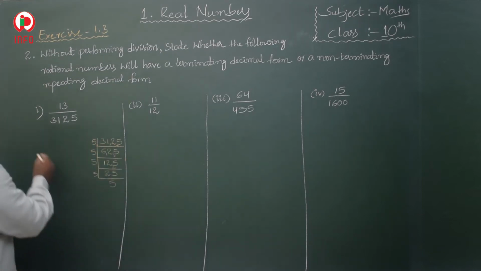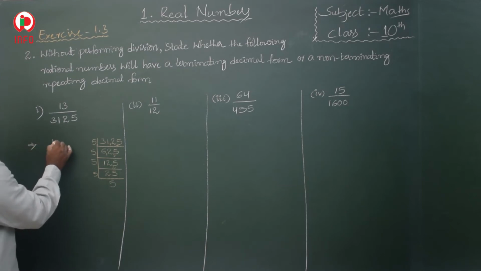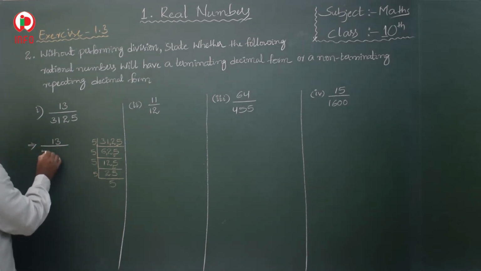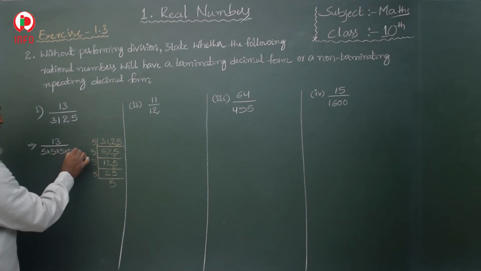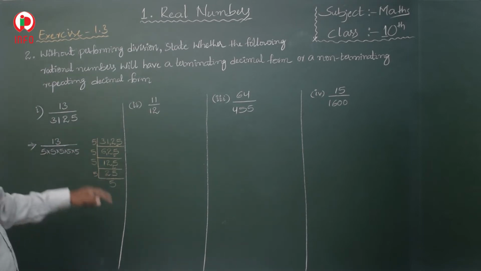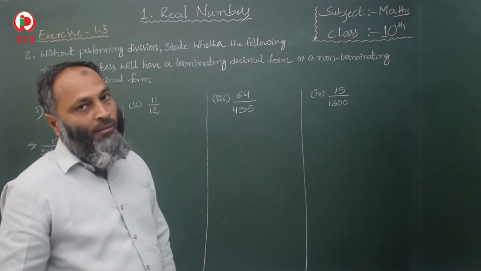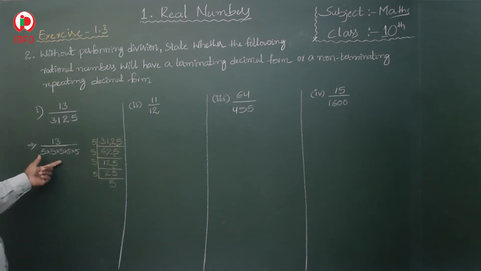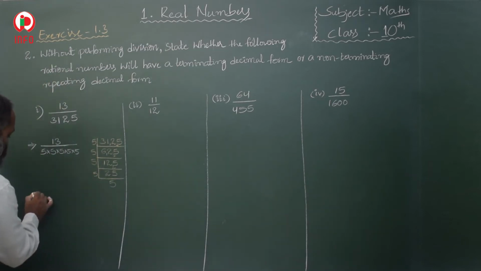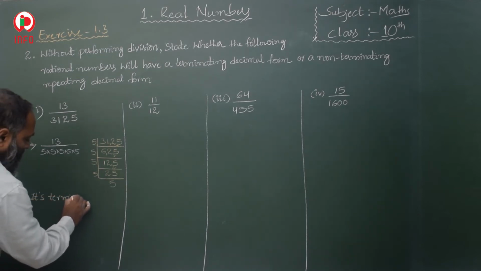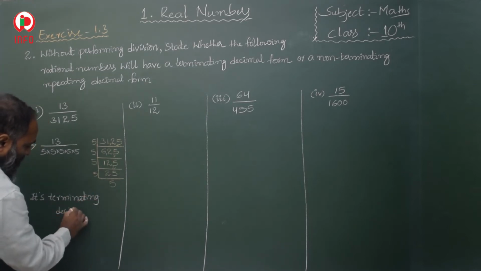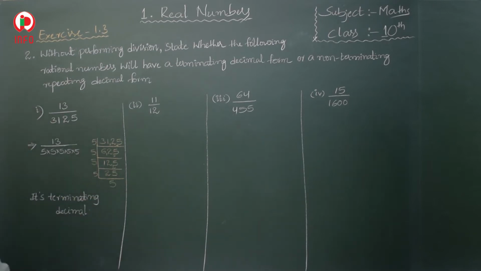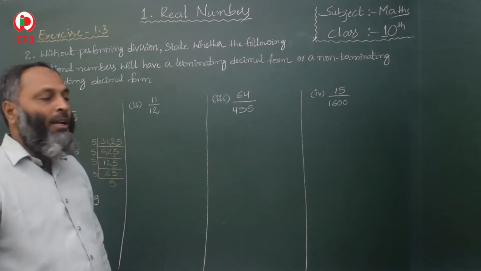So how can we take the first fraction? 13 by 5 into 5 into 5 into 5 into 5. Here the denominator's prime factors are in terms of 5 only. So it is a terminating decimal.